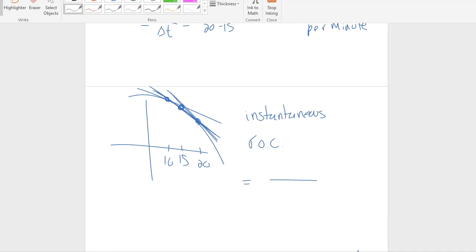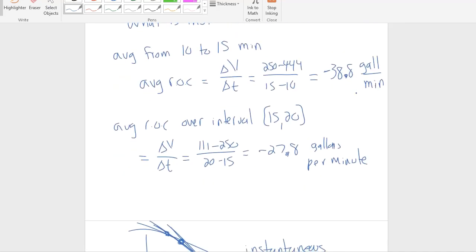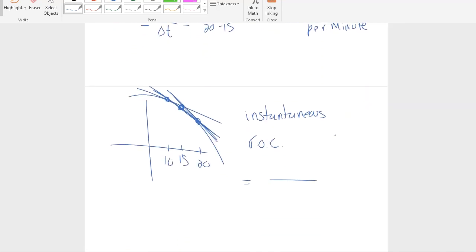So what were those two values that we got here? Let me scroll back up and let's see. So we had 38.8 and 27.8. We're going to average those two values. Now remember, this tank is draining, so whatever we get out of that value, it's really a negative measurement. And we get 33.3 gallons per minute.